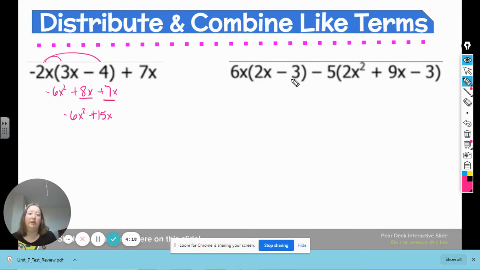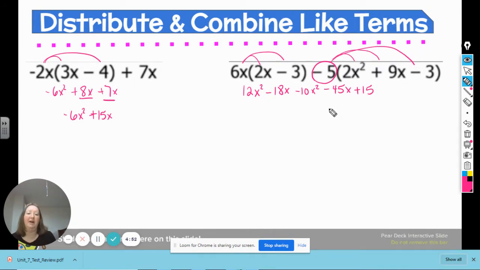Here's some distribution, and then we may have to combine some like terms. All right, so this 6x gets distributed to these two: 12x squared minus 18x. Now remember, this is a negative 5 that's being distributed, so keep that sign with it. And that becomes a negative 10x squared and a negative 45x and a positive 15.